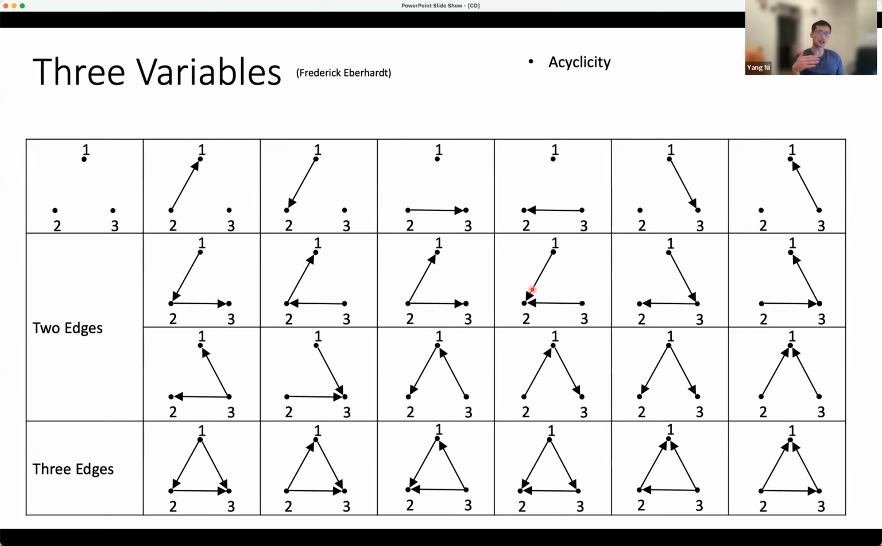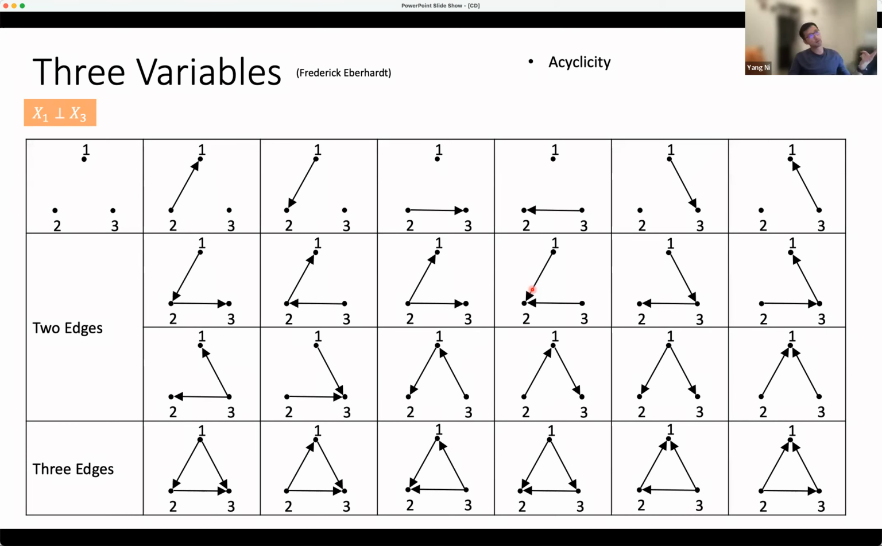So anyway, we're looking at three variables, which are 3 nodes. And right off the bat, we're going to assume that the causal graph is acyclic. Meaning that you cannot return to the same variable by following the arrows. Okay, so that's not allowed. So if we're making this assumption, then there are only 25 possible causal graphs for 3 variables. Okay, so they're listed in this table.